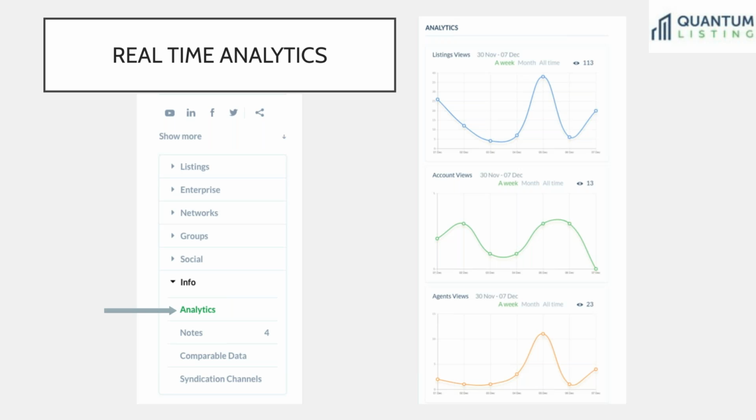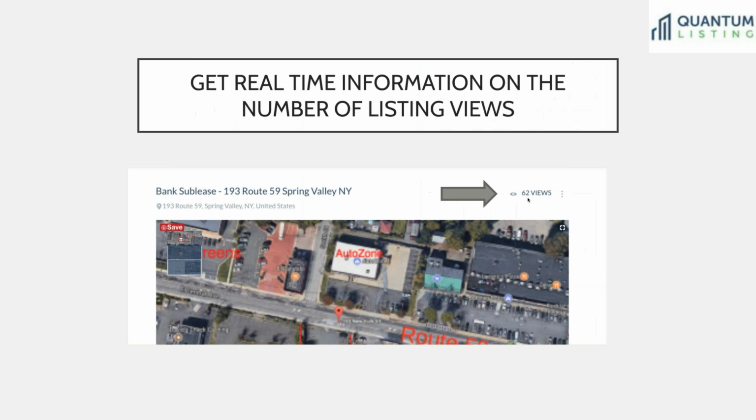How many times your listings have been shared, how many times people have downloaded the PDFs that you've uploaded, or, if you don't have your own, Quantum Listing also creates a PDF for you based on the information and the images that you've added, and we'll keep track of how many times those have been downloaded or shared.